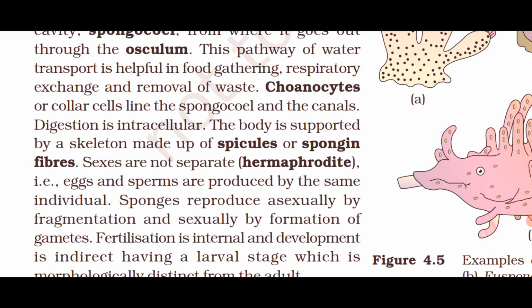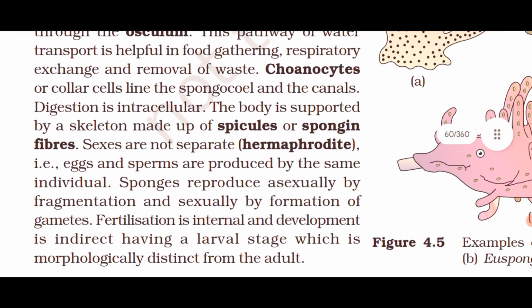Choanocytes or collar cells line the spongocoel and the canals. Digestion is intracellular. The body is supported by a skeleton made up of spicules or spongin fibers. Sexes are not separate, that is, they are hermaphrodite. That is, eggs and sperms are produced by the same individual.